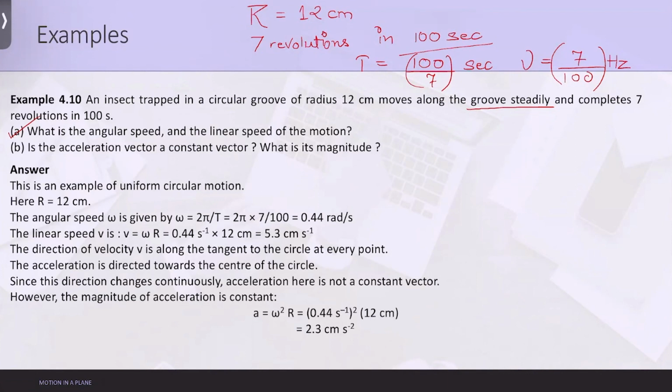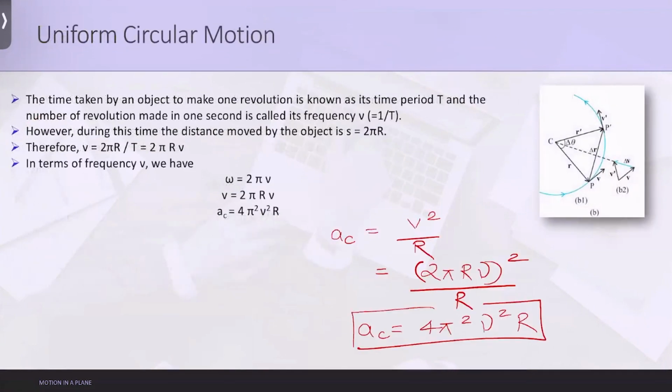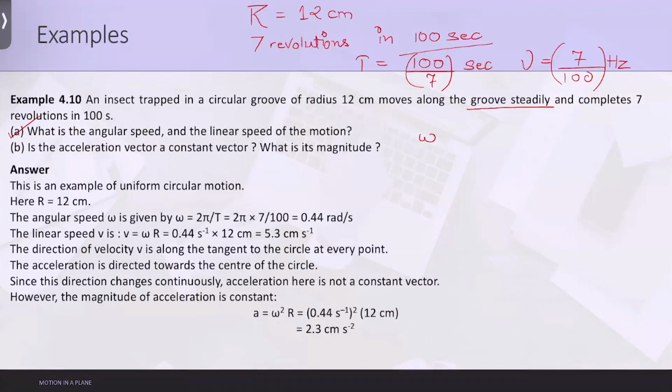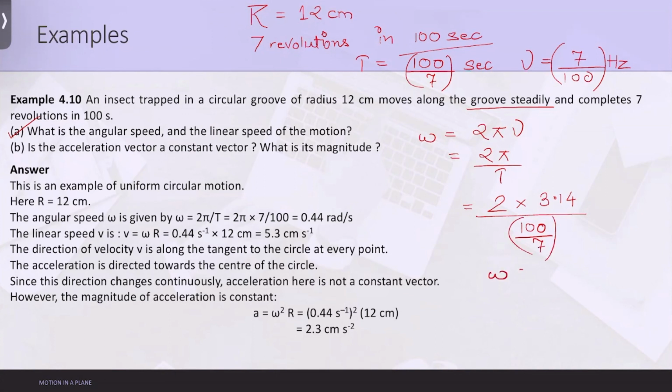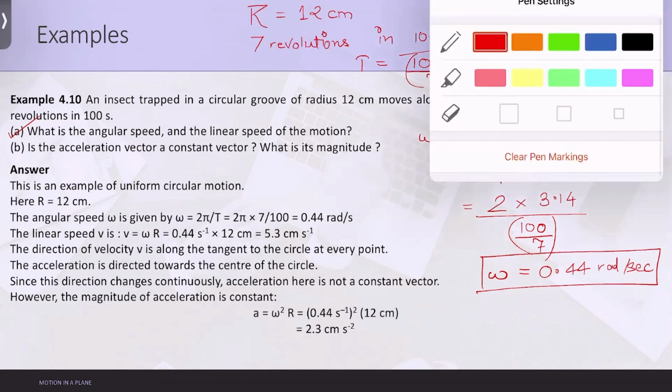So how to calculate all these here? First of all, as you can refer, you obtained the omega value. Omega is nothing but 2 pi nu, or we can write it as 2 pi by T. In the place of pi we can write 3.14, upon T. What is T? T is nothing but 100 by 7. Just calculate it. After calculating, you will get the value of omega as 0.44 radians per second. Please remember, the unit of omega which is being used is radians per second. So we now know the value of omega.